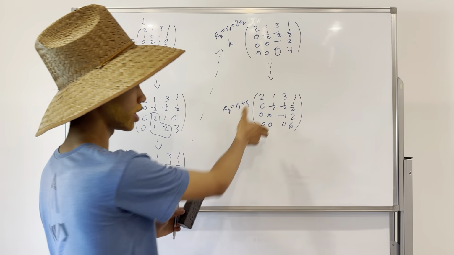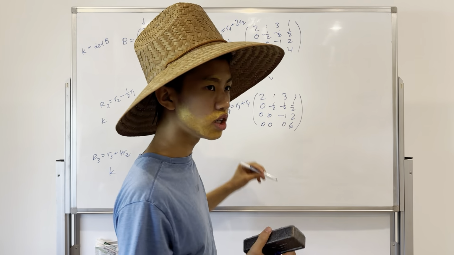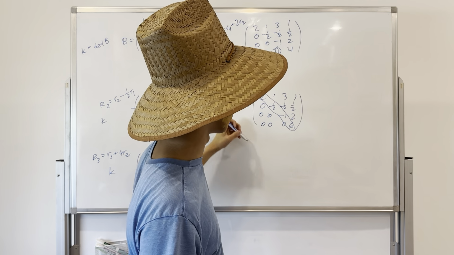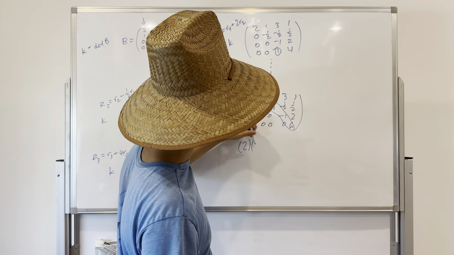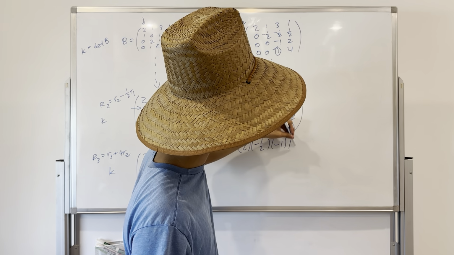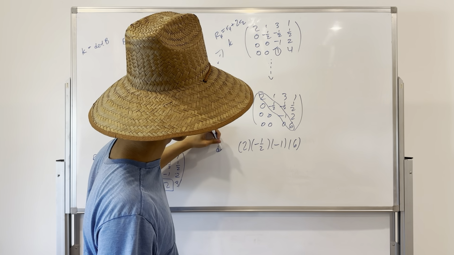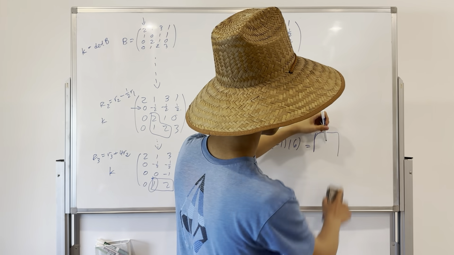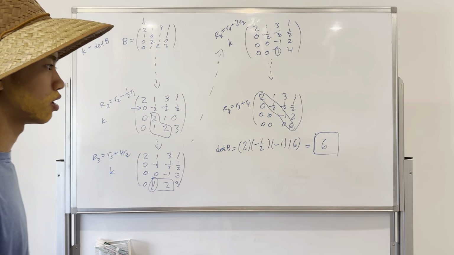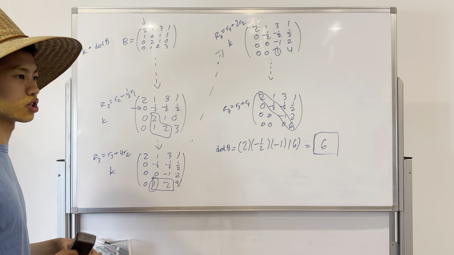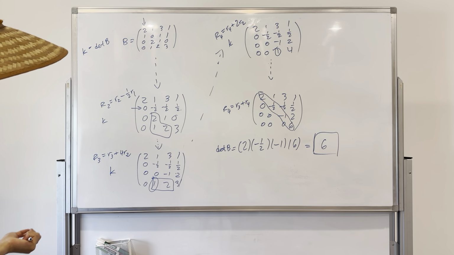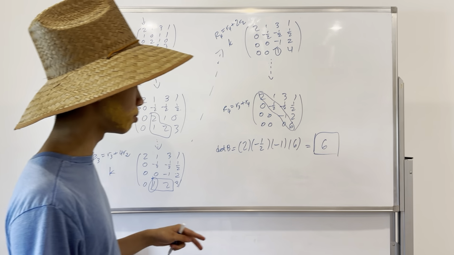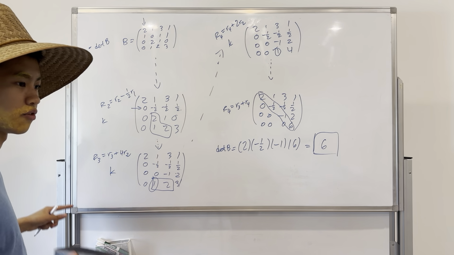And once you have your upper triangular matrix, the only thing you need to do left for the determinant is multiply everything in this diagonal. So we have 2, negative 1/2, negative 1, 6. So our final answer would be 12. Or sorry, 6. Sorry, I forgot how to do math. This art final, it took a toll on my brain. Okay, so this would be the case. The determinant would be 6 because we only used additive operations.